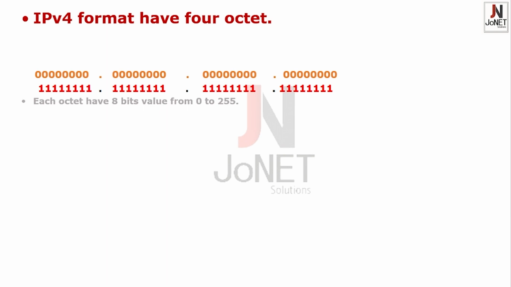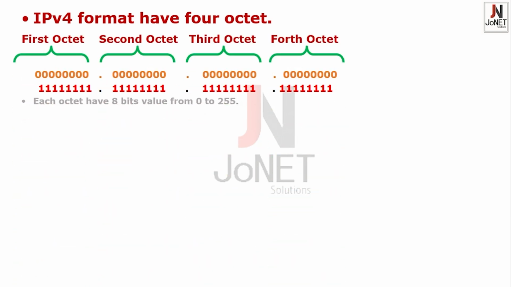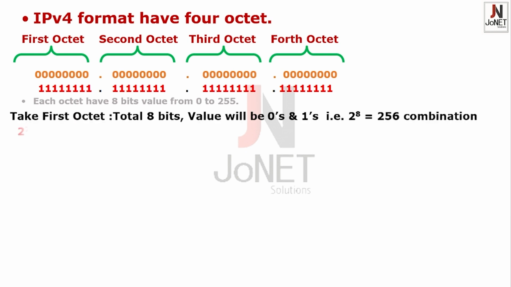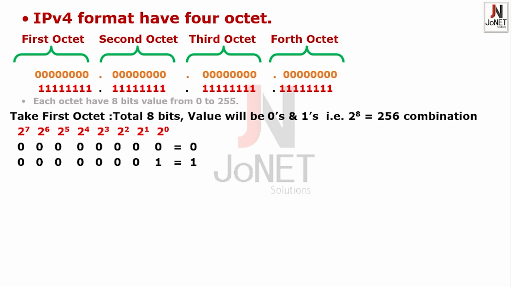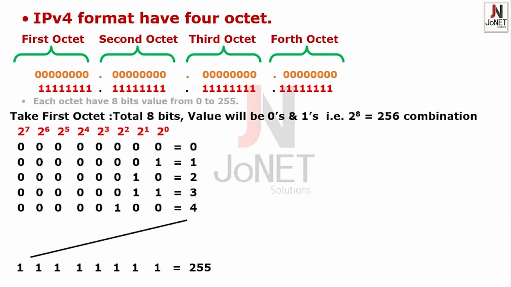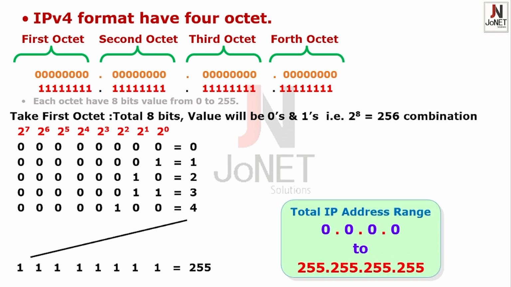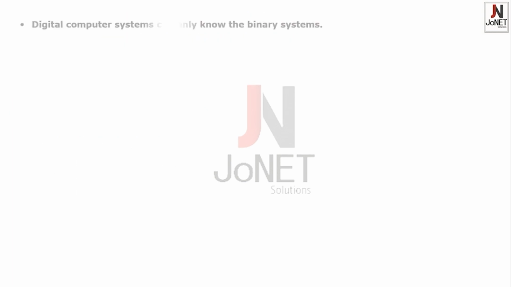So each octet value will start from 0 and end with 255. So first octet, second octet, third octet and fourth octet in IP version 4. So each bit has its own value. It is represented in the format of 2 to the power 0, 2 to the power 1, 2 to the power 2, and maximum 2 to the power 7. So an IP version 4 octet will start from 0 and end with 255 max.